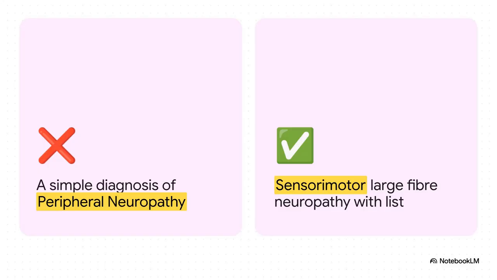Think about it. If you walk up to that examiner and just say, peripheral neuropathy, you've instantly hit a scoring ceiling. There's nowhere else to go. But if you confidently declare the exact pattern of loss, saying something like, I found a sensory motor large fiber neuropathy with the following differentials, boom, you've instantly proven you know exactly what you're doing.